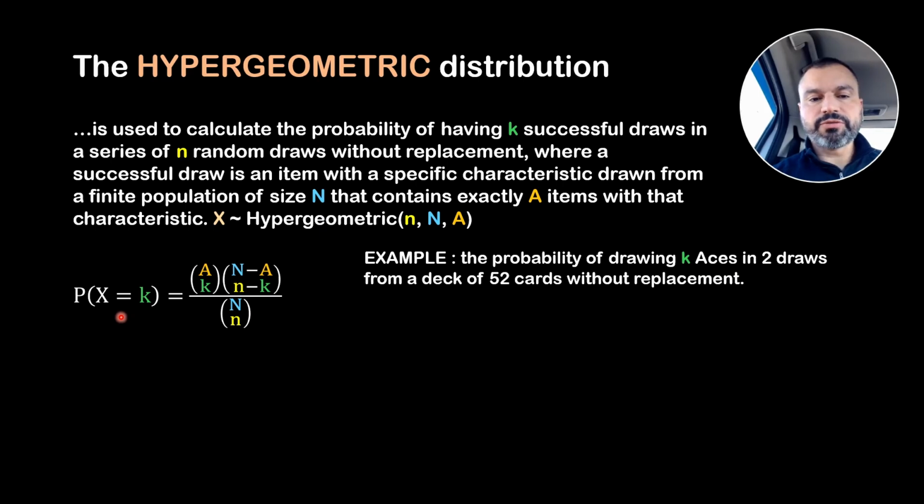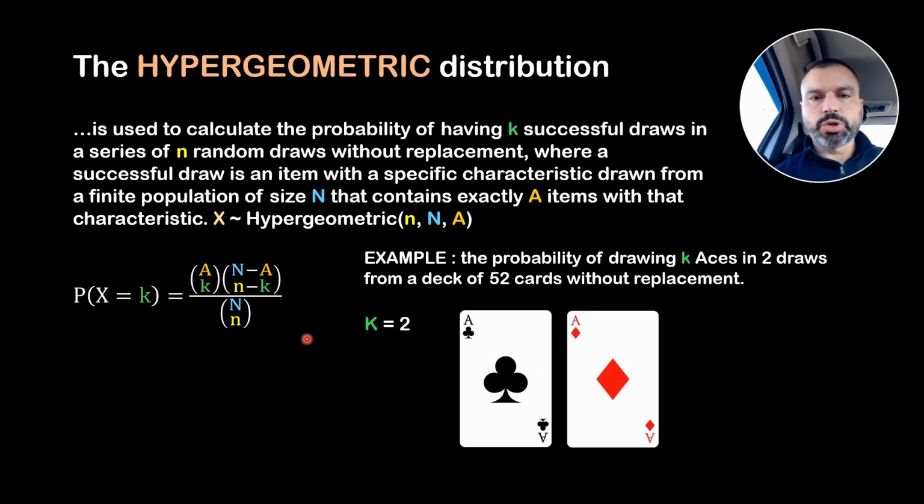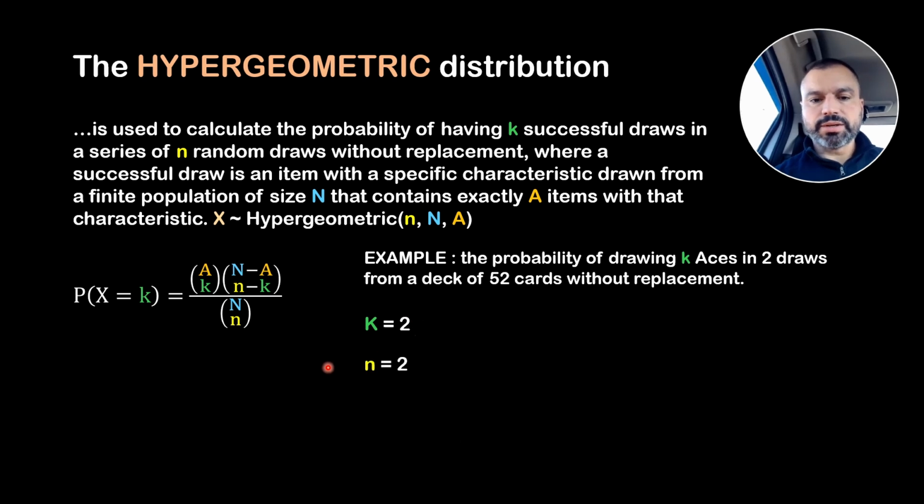So the probability of x being equal to k is equal to a choose k times capital N minus a choose lowercase n minus k, and the whole numerator is divided by capital N choose lowercase n. Let's keep going with our example so that this becomes crystal clear for you. Let's say that we want to find the probability of getting two aces in two draws. So in this case, k equals 2. n equals 2, so n is the number of draws. We have two draws.